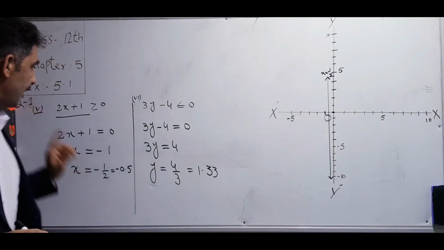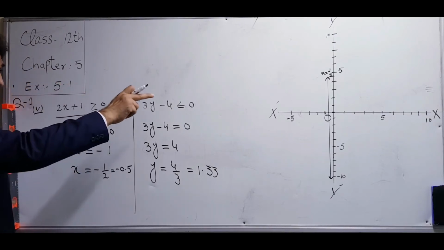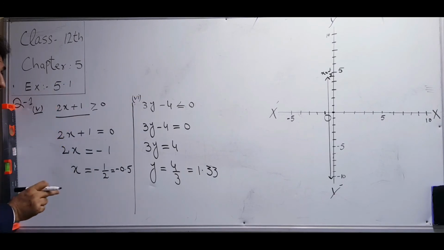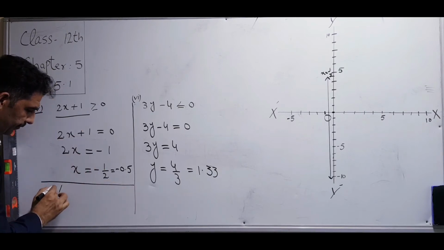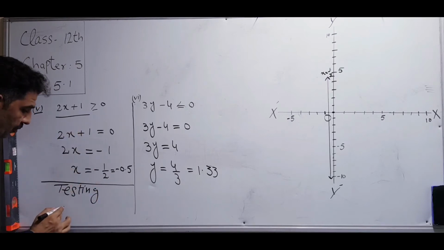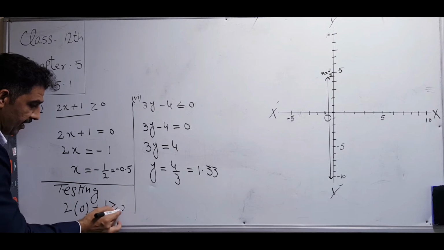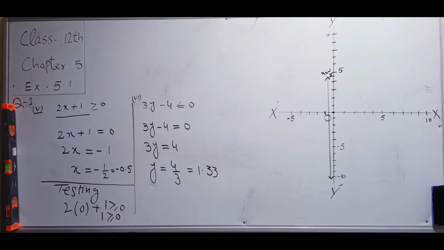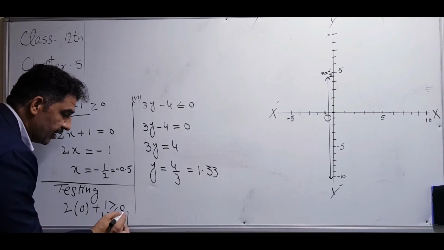So if we check the condition of this inequality, put the value of origin in the place of x or y. So when you are putting the testing point, the origin value of x, 0 plus 1 greater than or equal to 0. Here we will get the answer 1, which is greater than or equal to 0. Is it true or false? True. 1 is greater than 0, good. So that condition is true.